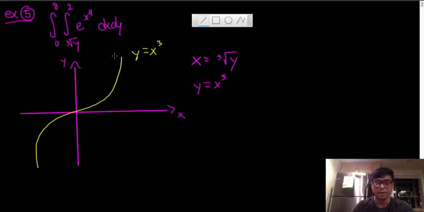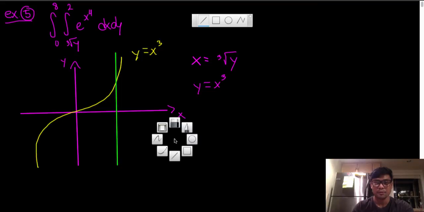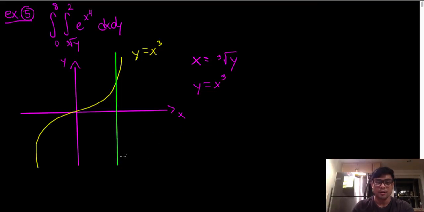Okay, I'll do it in green here. x equals 2 is this vertical line, and I'll call it x equals 2. Now, at this coordinate where the green meets the yellow, we have an x component of 2, and when x equals 2, y equals 2 cubed, which is 8. And it looks like, for this interval here, y is ranged from 0 to 8. This isn't really to scale, okay?